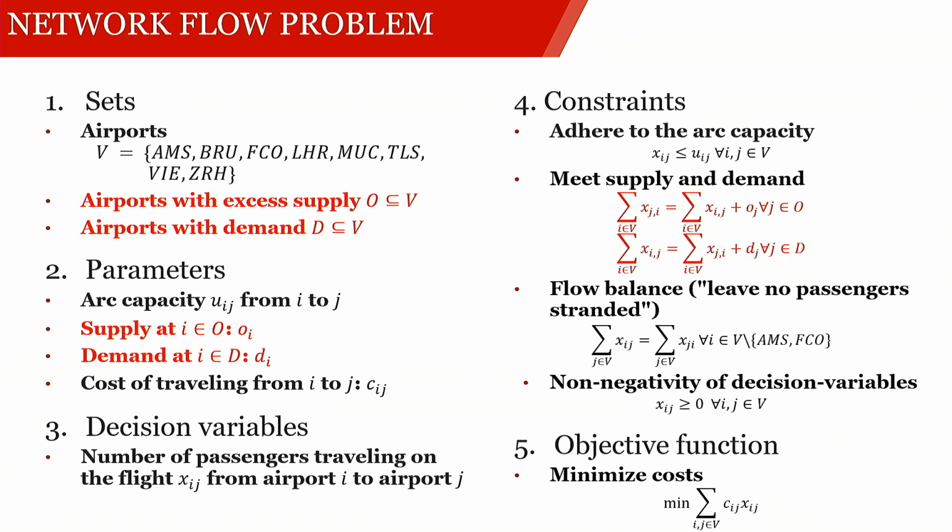The next thing that we have to consider is, of course, meeting supply and demand also then has to hold for all origins and all destinations, not only for Rome and for Amsterdam. And then, of course, also in the flow balance constraint, we have to remove all origins and all destinations, not only Rome and Amsterdam. Other than that, we're actually looking at more or less the same mathematical model.